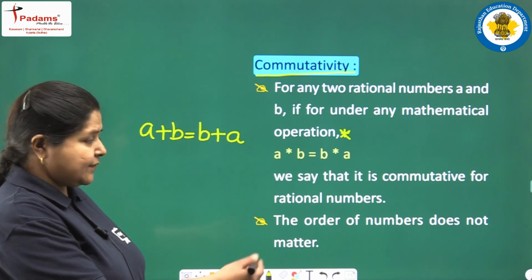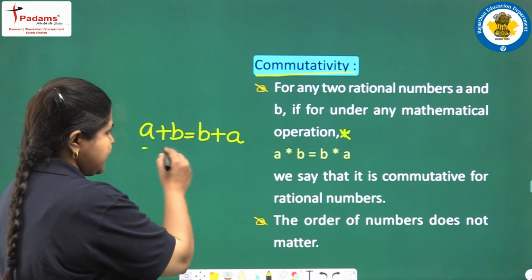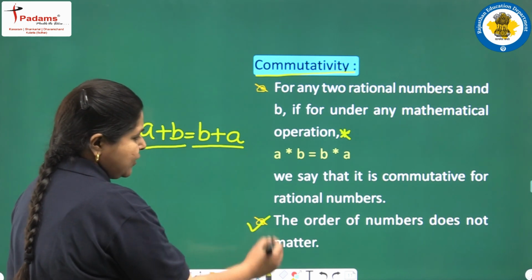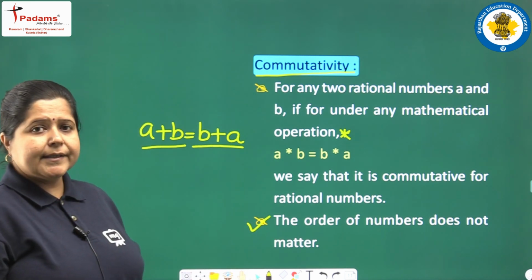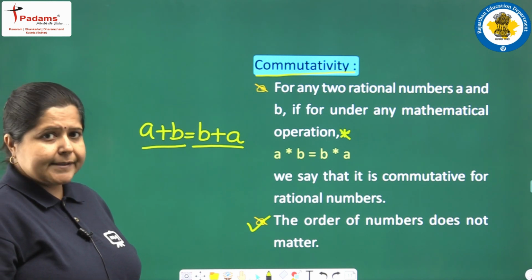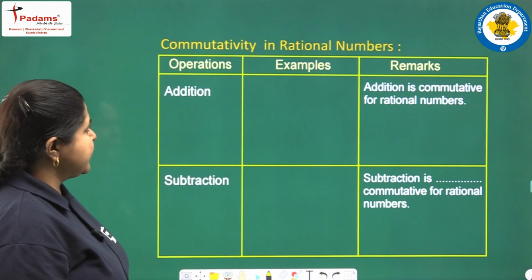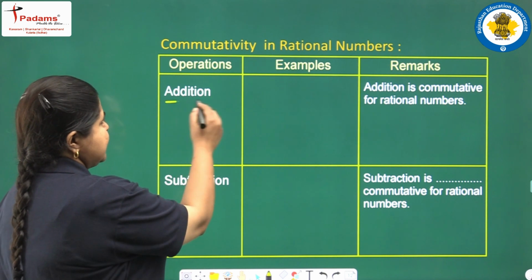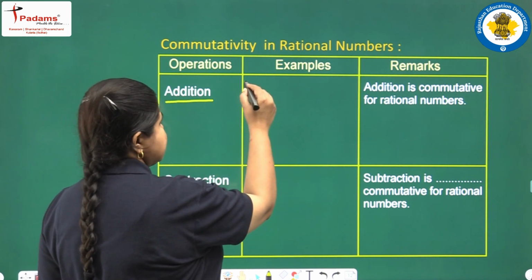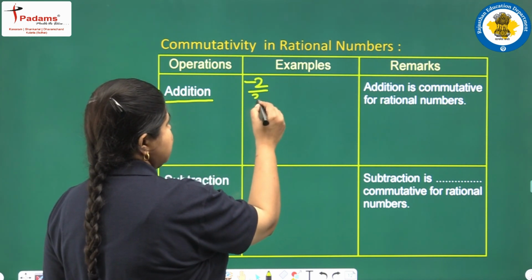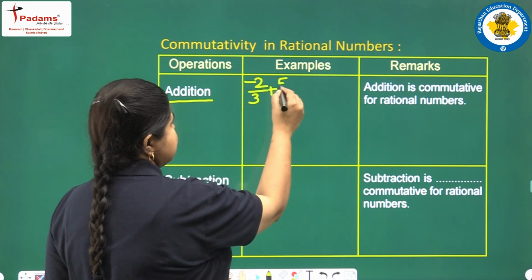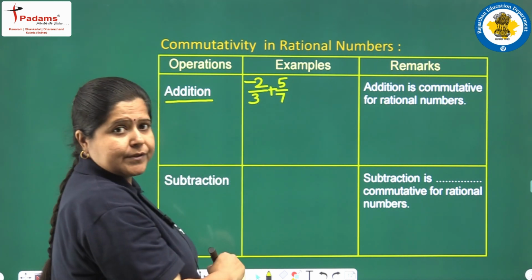We will examine this further. What does this mean? That the order of numbers does not matter under commutativity. Let us do some examples, then it will be more clear. For addition, let me take two rational numbers, minus 2 by 3 plus 5 by 7, suppose.